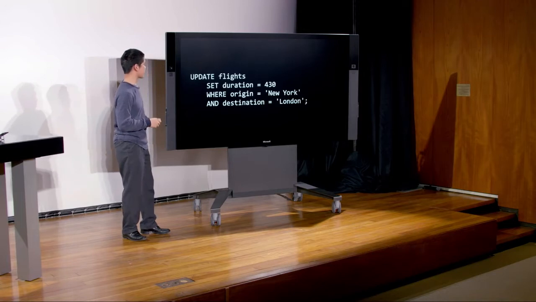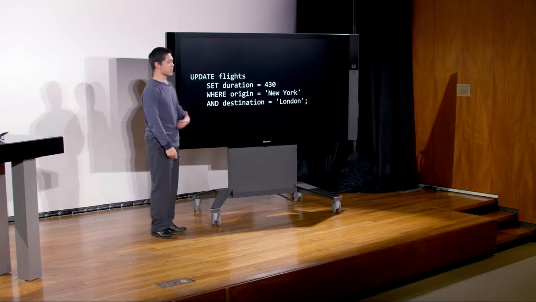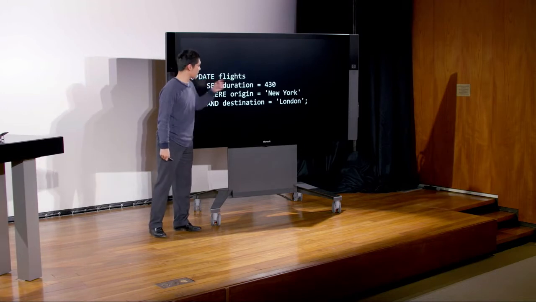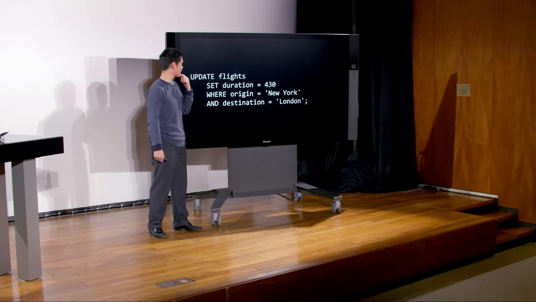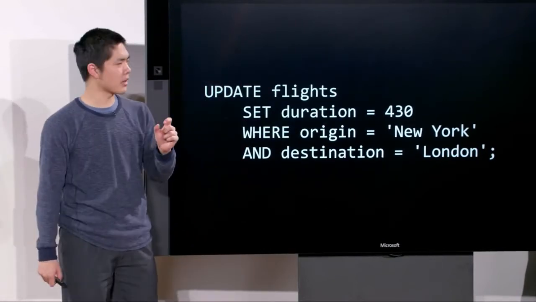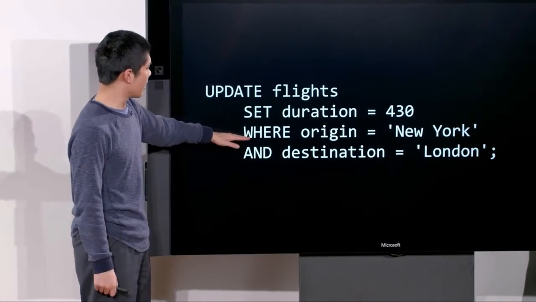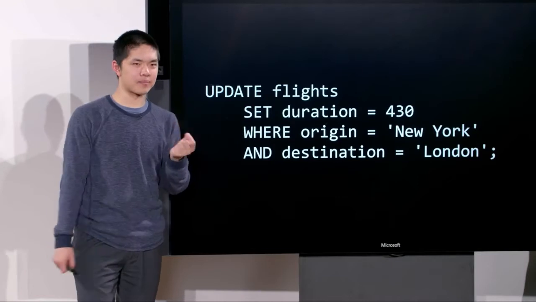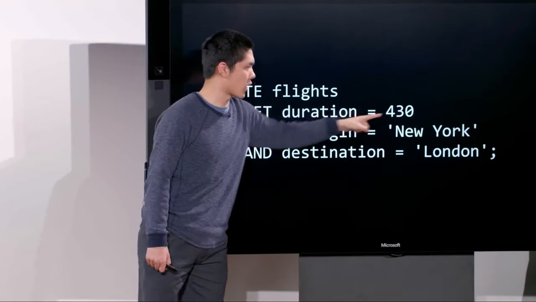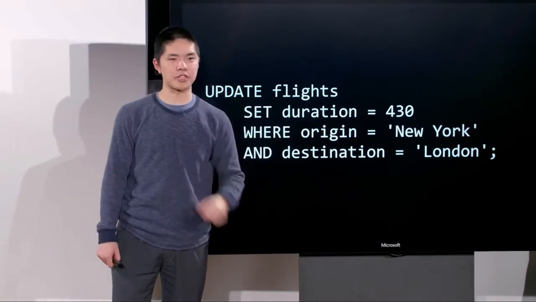And here's what that query might look like. The query will start with the word UPDATE, which is just the SQL keyword to say I want to update some data inside the database. Following that is the name of the table that I want to update, in this case, the flights table. Then I say SET duration = 430. I'm setting the duration of some row to 430, or possibly multiple rows. And WHERE is telling me which rows I want to update. So in this case, I'm saying update the flights table, set the duration to be 430 minutes, but only do that for rows where the origin is New York and where the destination is London.